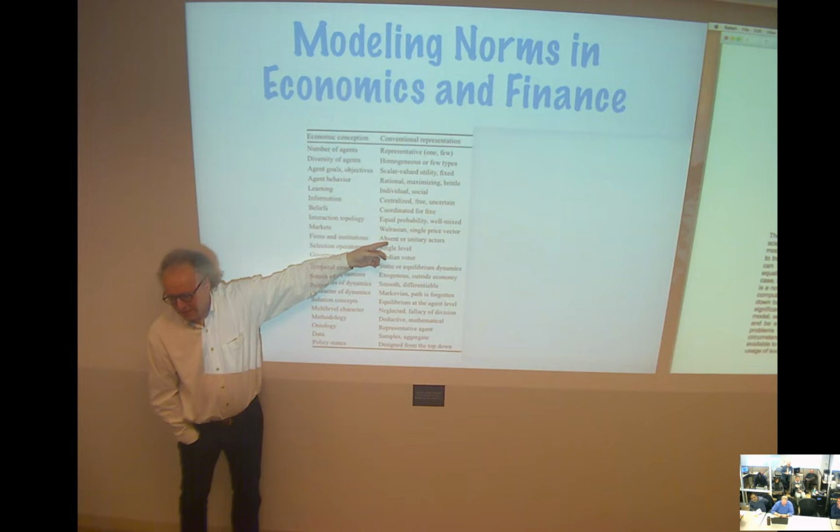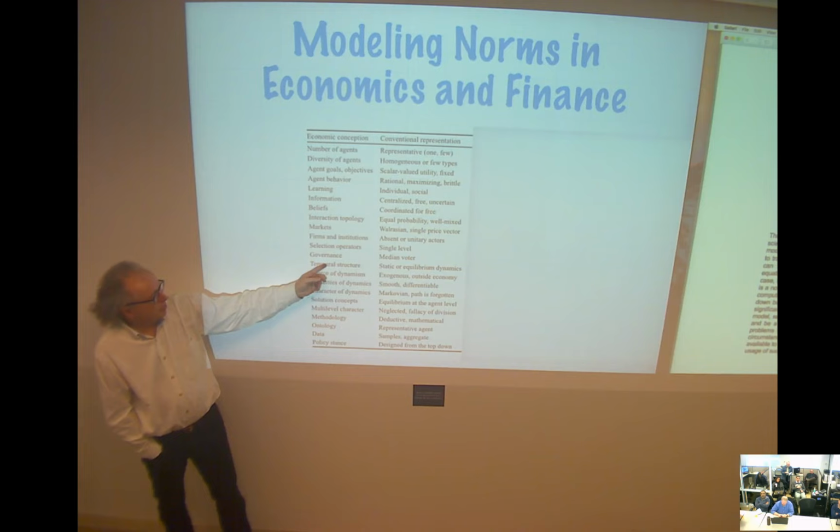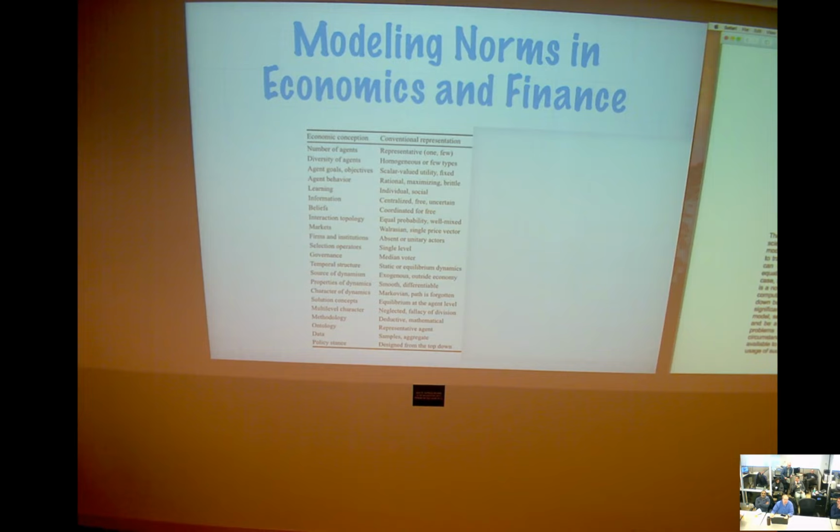Governance. Well, who votes? The median voter determines who gets elected. Static equilibrium, that's what we saw for Nash equilibria. Anyway, all these things were the norm, circa 1985 when I was entering graduate school. Okay. Now, how much of this has changed?